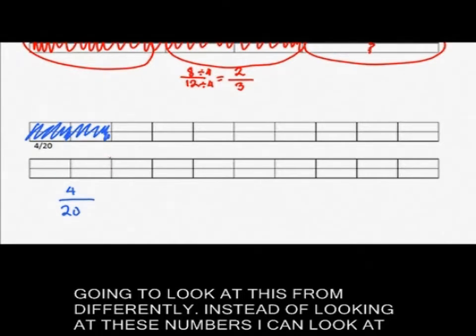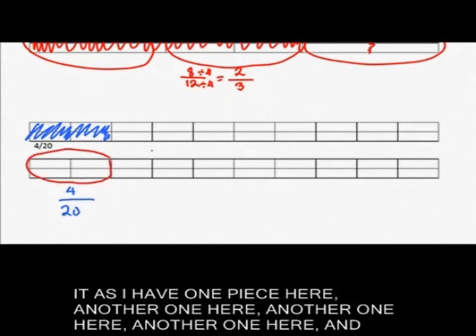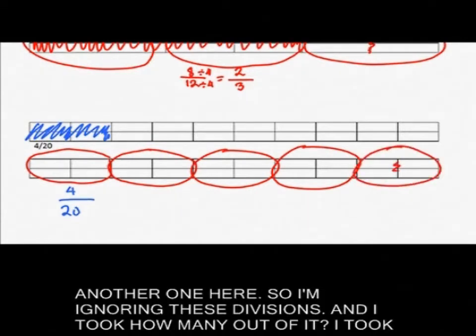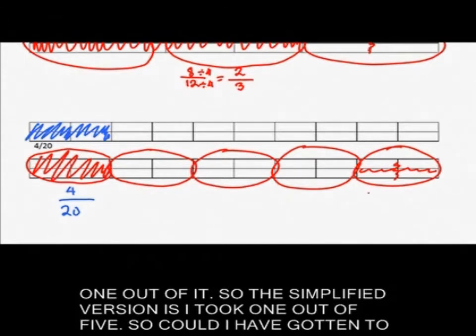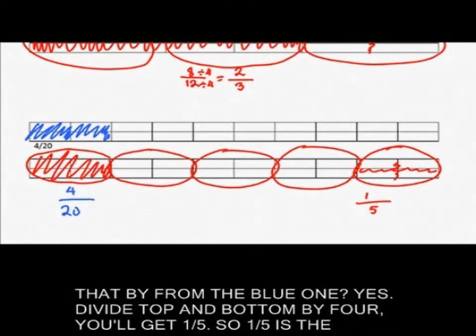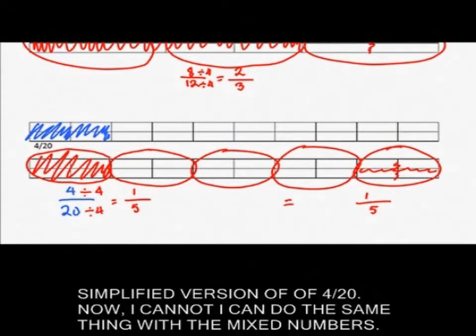Now I'm going to look at this problem differently. Instead of looking at these numbers, I can look at it as I have 1 piece here, another one here, another one here, another one here, and another one here. So I'm ignoring these divisions. And I took how many out of it? I took 1 out of it. So the simplified version is I took 1 out of 5. So could I have gotten to that from the blue one? Yes. Divide top and bottom by 4. You'll get 1/5. So 1/5 is the simplified version of 4/20th.